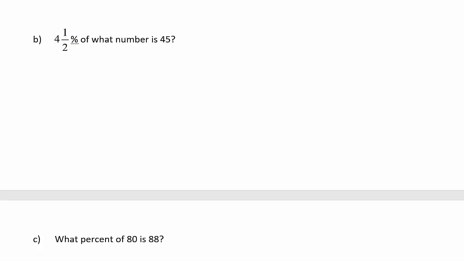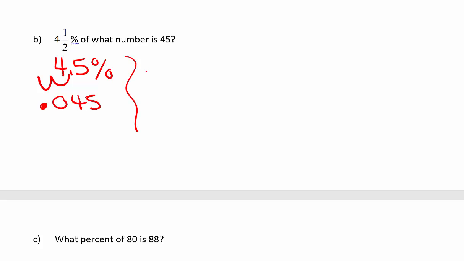Example B says 4.5% of what number is 45? So I'm going to translate this directly into an equation. So first of all, 4.5% is the same as 4.5%. If I move that decimal 2 places to the left, I get 0.045. So this problem says 4.5%, 0.045 of, that means multiply, what number is my unknown? So we're going to take the 4.5%, multiply that by x, and that equals 45.